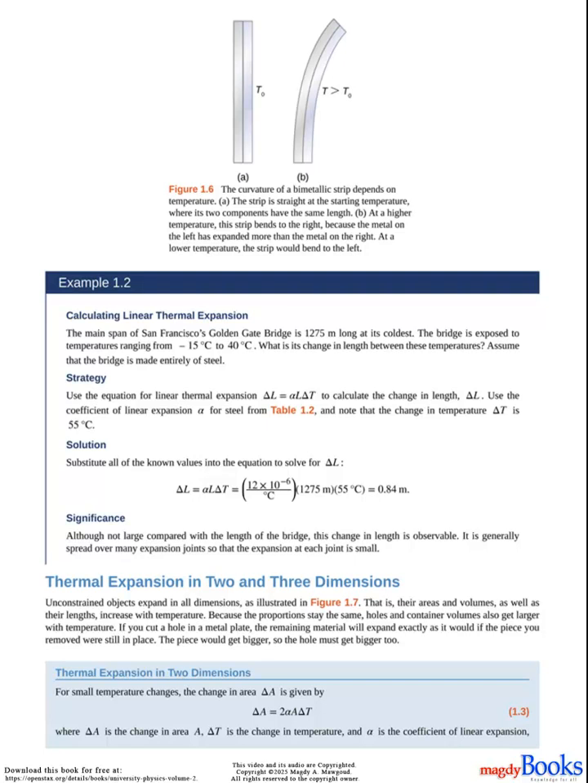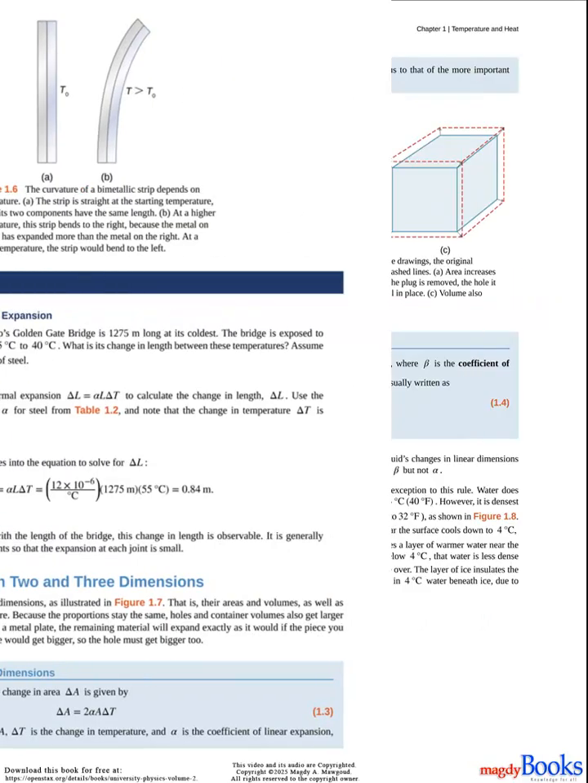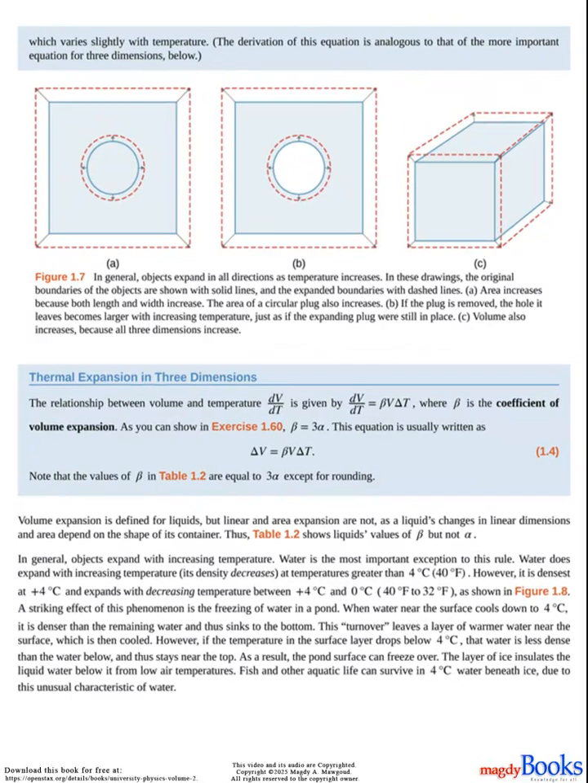A. Thermal expansion in 2 dimensions. For small temperature changes, the change in area delta A is given by delta A equals 2 alpha A delta T, equation 1.3, where delta A is the change in area A, delta T is the change in temperature, and alpha is the coefficient of linear expansion, which varies slightly with temperature. The derivation of this equation is analogous to that of the more important equation for 3 dimensions, below. Figure 1.7. In general, objects expand in all directions as temperature increases.